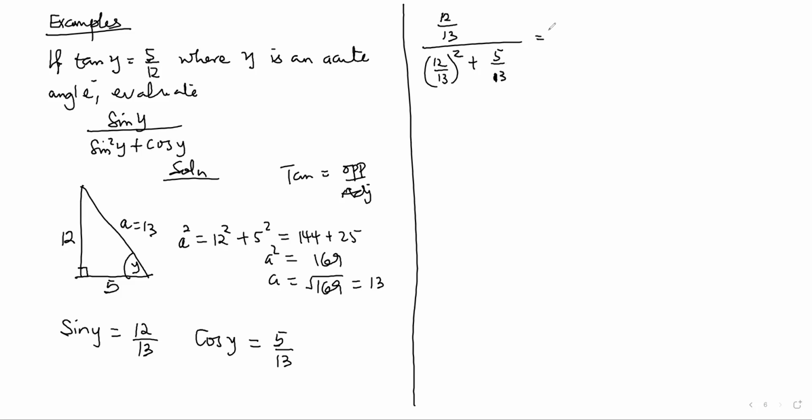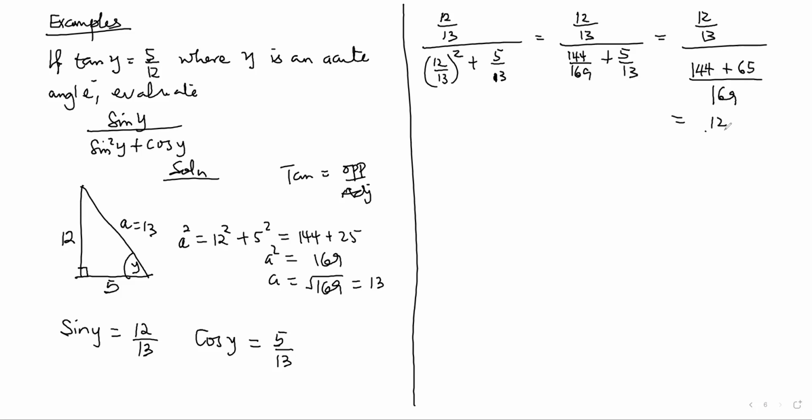Then now we need to simplify this. So this will be 12 on 13 all over 144 over 169 plus 5 on 13. So the numerator is 12 on 13. But let's simplify the denominator. Simplifying the denominator, the LCM of 169 and 13 is 169. 169 to 169 is 1, 1 times 144 is 144. Plus 13 to 169 is 13, and 13 times 5 will give you 65.